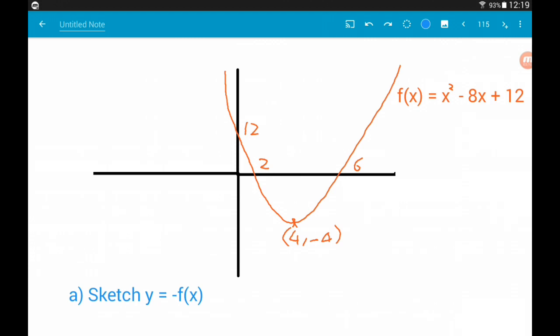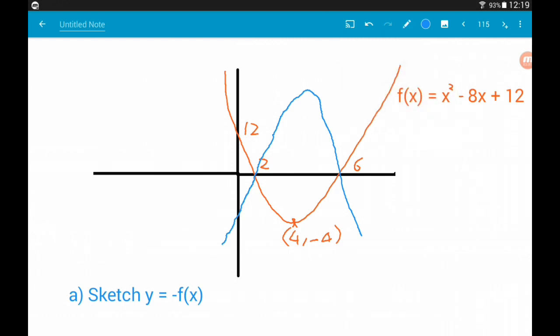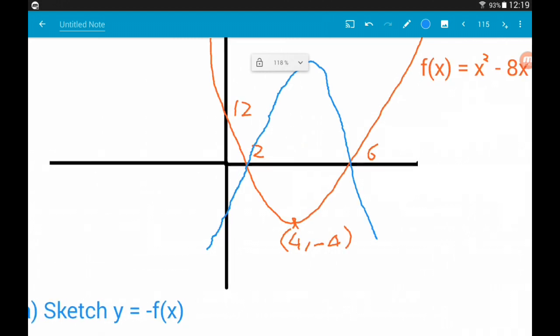So part A asks us to sketch y equals minus f of x. So minus f of x is a reflection in the x-axis. So that is going to look something like that. What we then need to do is label the important parts. So the y-intercept now, instead of being 12 above the x-axis, it's now going to be 12 below. So the y-intercept is now minus 12.